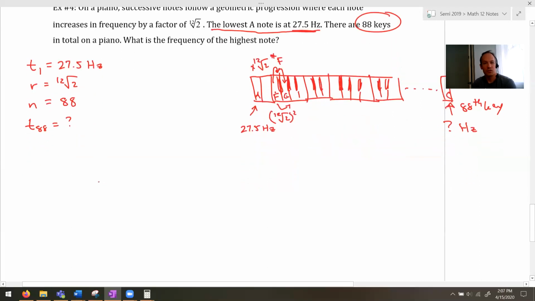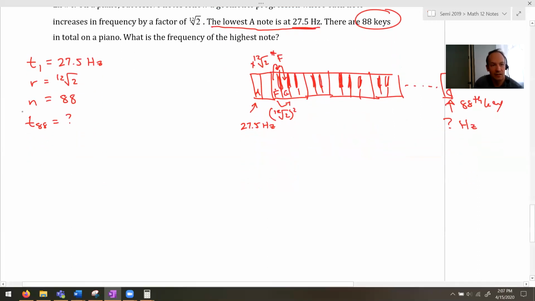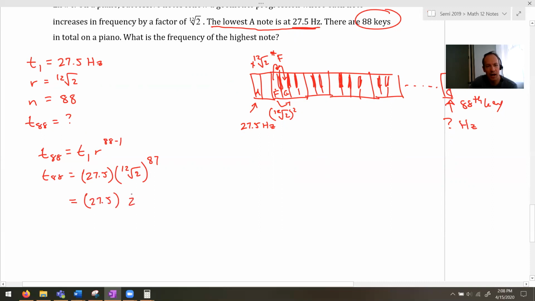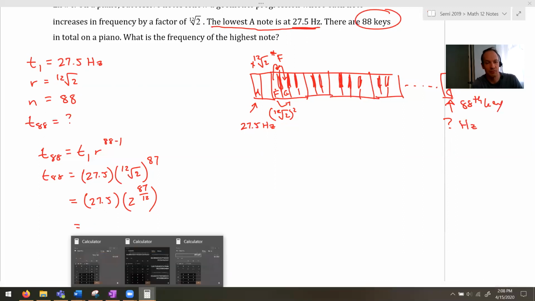So if we want, we can figure out the frequency of the very highest note, and we can say that T88 is equal to T1 times R to the 88 minus 1. So we could say the first note has a frequency of 27.5 hertz. This is the 12th root of 2, which is a weird number, but don't worry about it. And then that's 87. So what we would actually be typing in on the calculator here is 27.5 multiplied by 2 to the power of 87 over 12. And even though this seems like a weird number, it's not a big deal. It's just whatever it is.